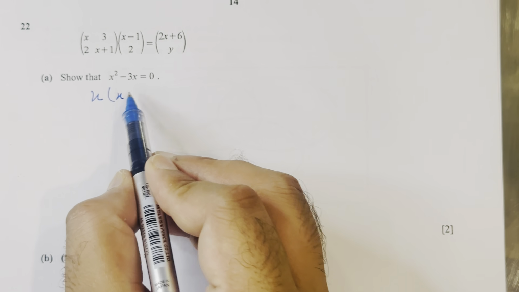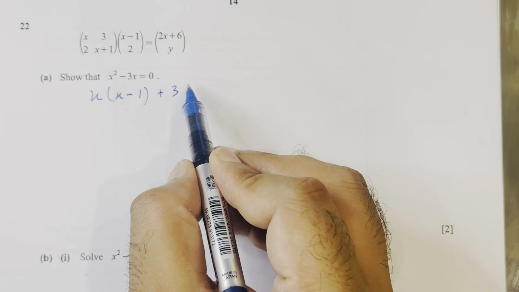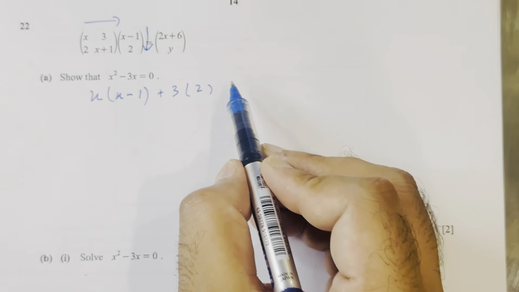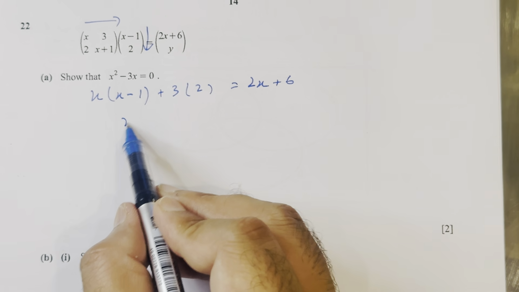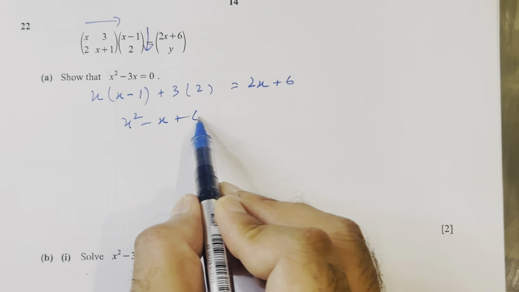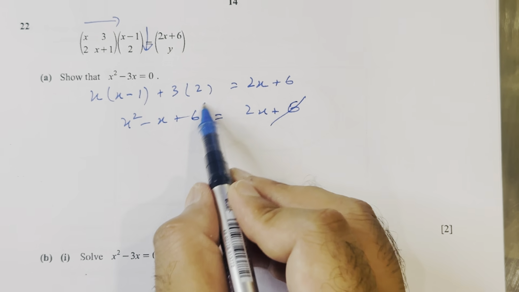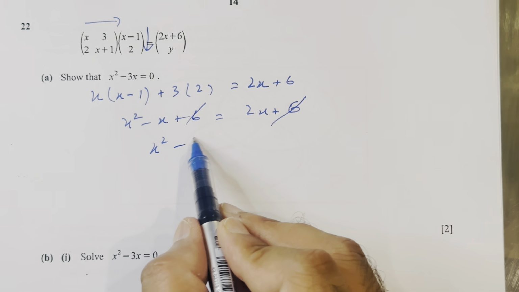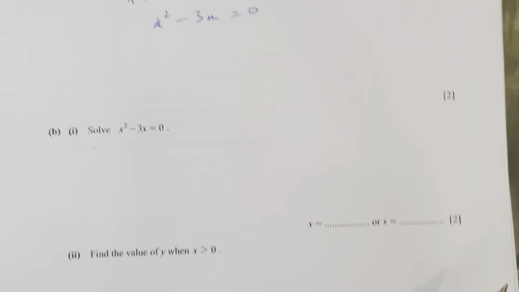x into x minus 1 plus 3 into 2. By multiplying this by this, it should be equal to 2x plus 6. So x square minus x plus 6 is equal to 2x plus 6. Plus 6 is going to cancel from here. Then x square minus 3x is equal to 0. This is how it has been shown.